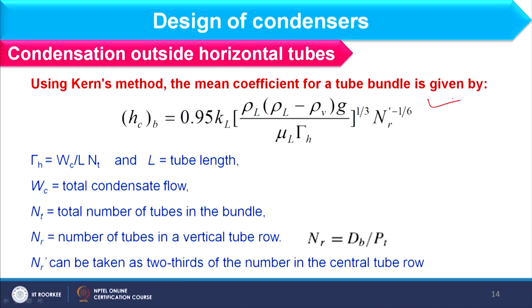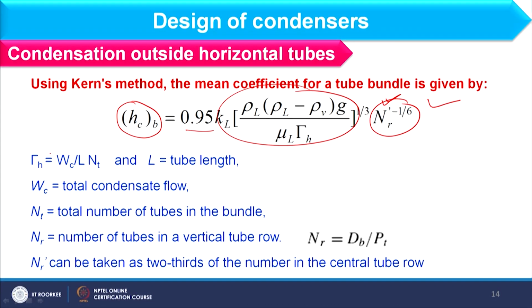The final expression I have is like this, where h_CB is the heat transfer coefficient for the bundle, and it is 0.95 times the complete expression which we have already discussed, and here I have N_r' power 1/6. If you see here, I have another parameter, N_r', and here I am not considering N_r. Let me first focus on the parameters and then we will discuss what this N_r' is.